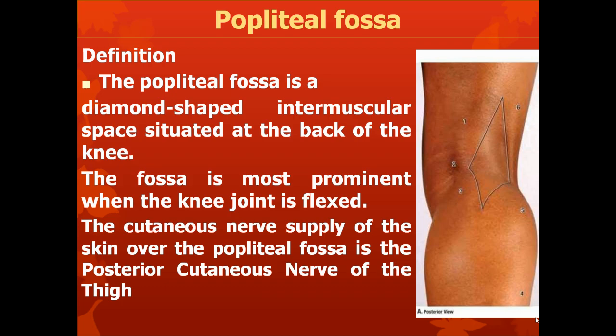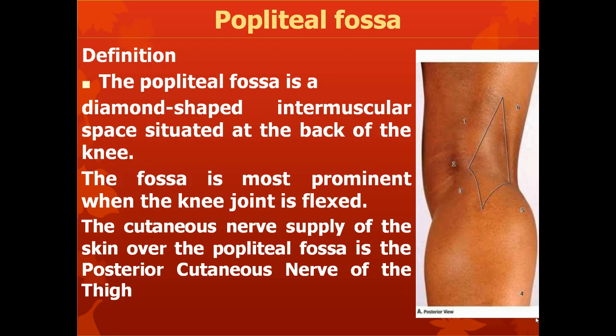And first we will discuss the definition of the popliteal fossa. The popliteal fossa is a diamond-shaped intermuscular space situated at the back of the knee, and the fossa is most prominently seen when the knee joint is flexed. In this picture the knee joint is flexed and you can see the diamond-shaped popliteal fossa here.